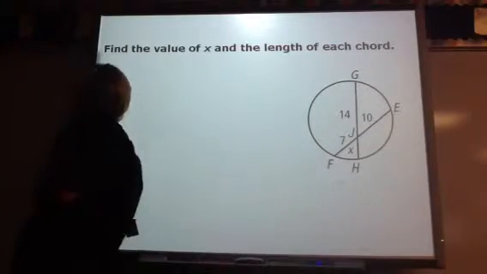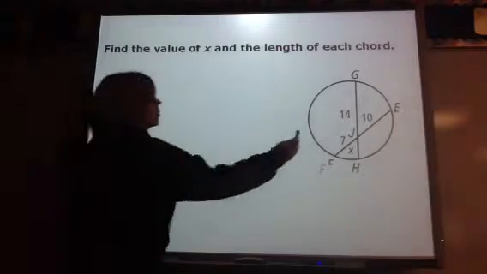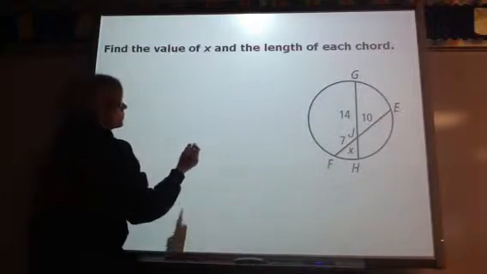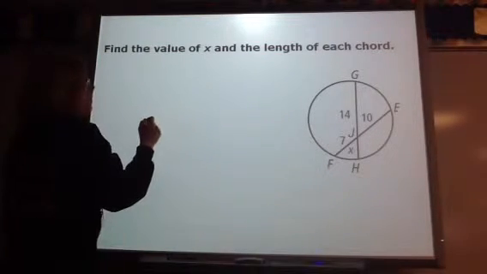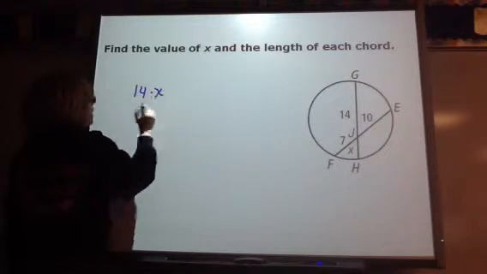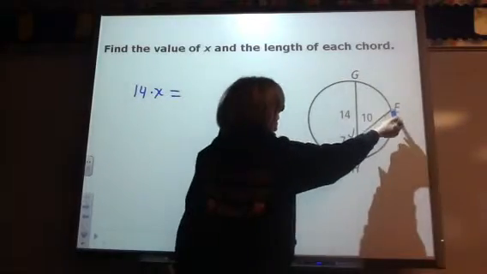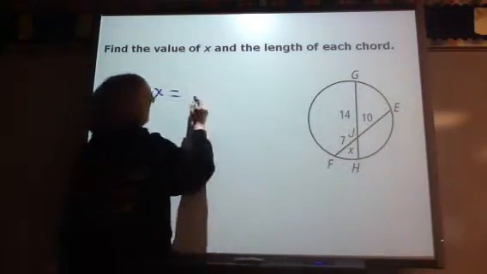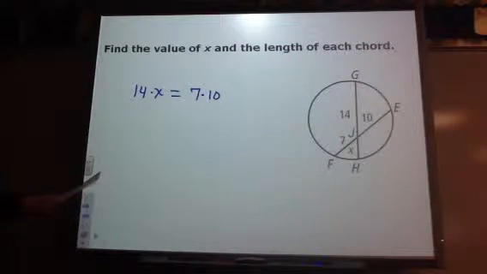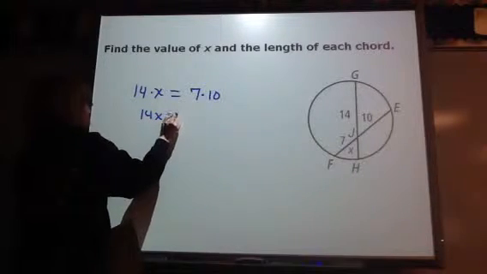All right, so let's see what we have here. Find the value of X and the lengths of each chord. We have chord GH, which is 14 and X. So if we take 14 times X, we can put that equal to chord FE, 7 times 10. And then let's simplify. Solve for X.